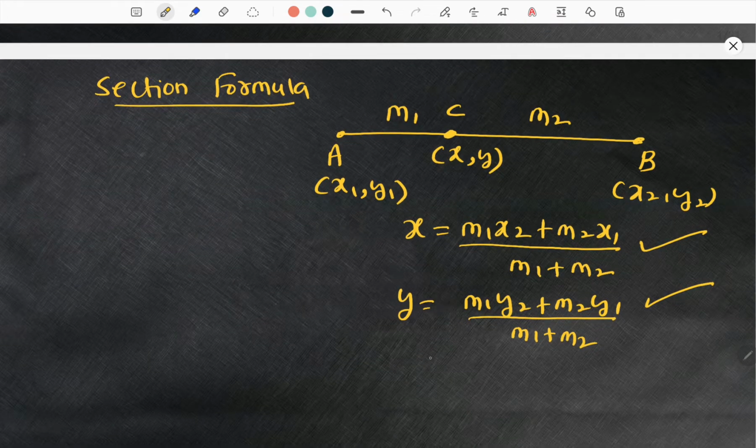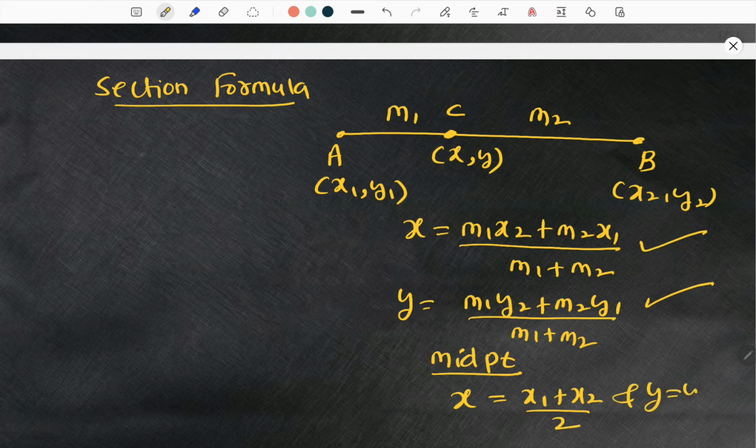Similarly, we have the formula for midpoint. You must be having an idea about the midpoint formula. So that is like x is equal to x1 plus x2 divided by 2 and y is equal to y1 plus y2 divided by 2. So this is the midpoint formula.